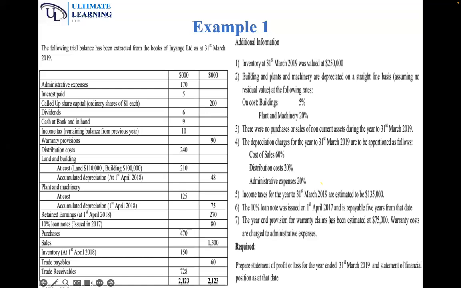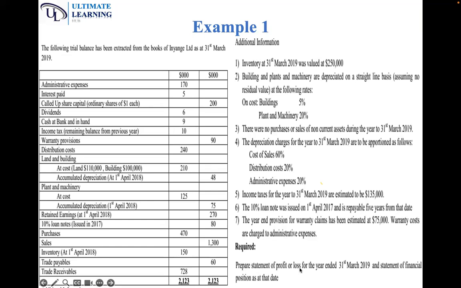We said warranties are non-current liabilities, unless you are told the warranty was for a period less than 1 year. Now, if you find that there is a decrease in provision for warranty, like in this case, it has decreased from 90 to 75, a decrease in provision for warranties is treated as an income. But you are being told here, warranty costs are charged to administrative expenses. So we will see what to do about that.